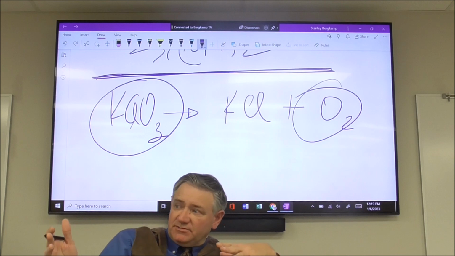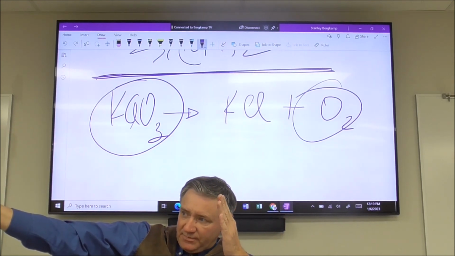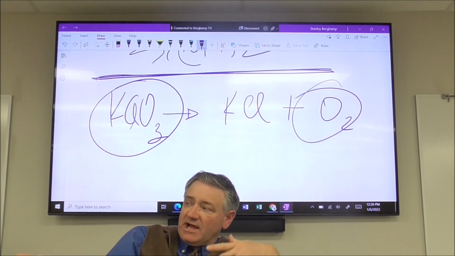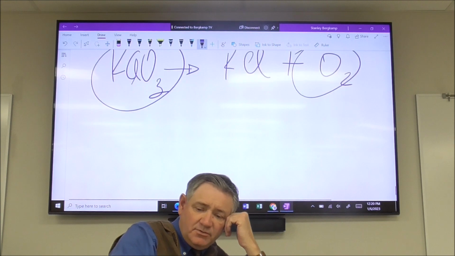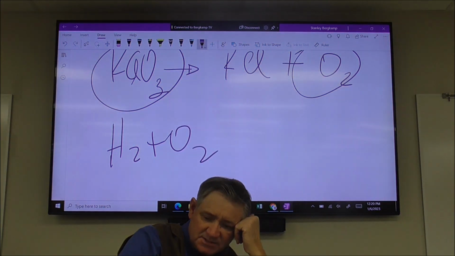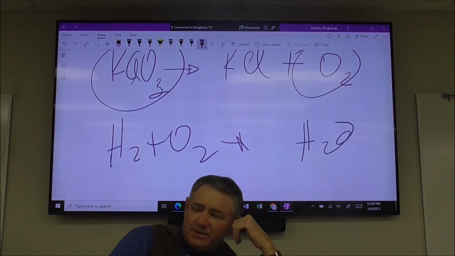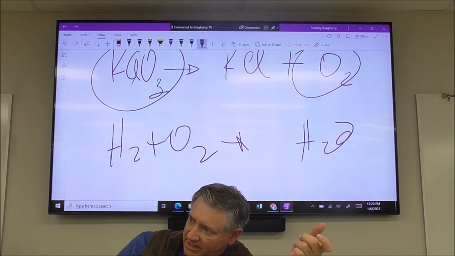So decomposition reactions, you're going to take the compound and you're going to break it up into 2 different things. Synthesis reactions are basically the reverse of decomposition reactions. So if you want to make water, you're going to take hydrogen, react it with oxygen, and you're going to make water. So synthesis reactions are the reverse of decomposition reactions.